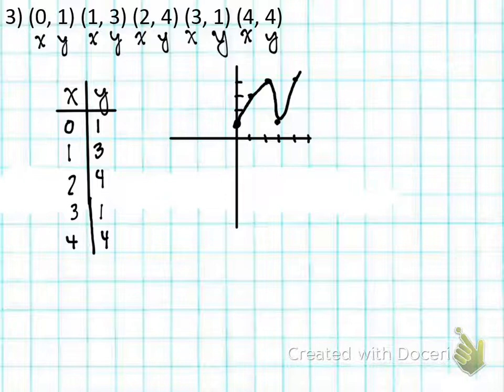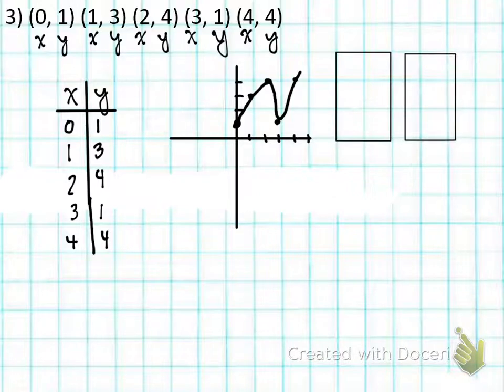Okay, last thing we need to do is draw a mapping diagram. So I'm going to draw a couple of rectangles. First ones are x's, next ones are y's. Okay, what's the smallest x? What's the smallest input, everyone? 0. Good. What's the next smallest input? Next smallest. Next one. Next one. 4. Good. Okay. What's the smallest output? Next smallest? Good. Next smallest? Next smallest? Are there any more? No.